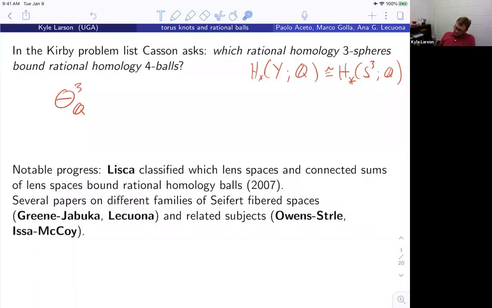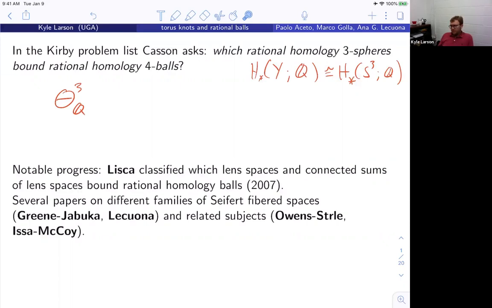Lens spaces are examples of Seifert fibered spaces. And so there's actually quite a bit of work about this question where we restrict to certain families of Seifert fibered spaces. There's a paper by Greene and Jabuka. The Seifert fibered spaces in question there are double branched covers of three-stranded pretzel knots. There are a couple of papers by Lecuona, where she addresses this question for certain families of Seifert fibered spaces. And there are also some papers by Owens and Strle and Issa and McCoy, about similar topics.